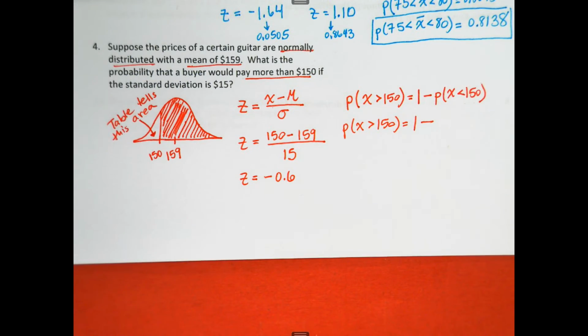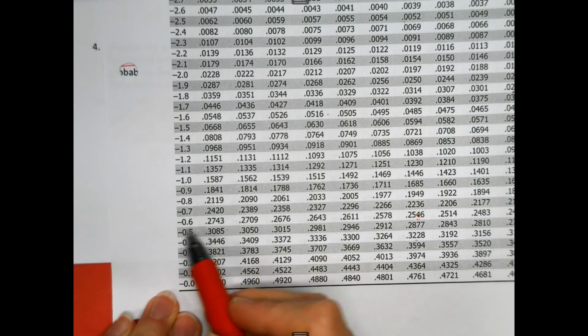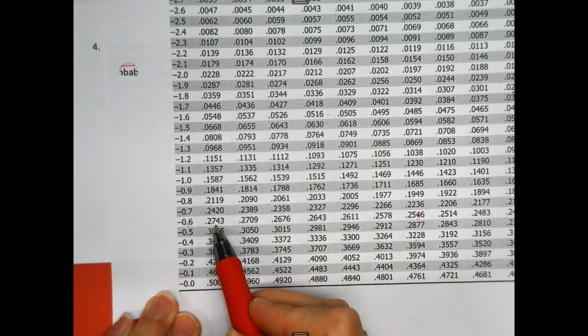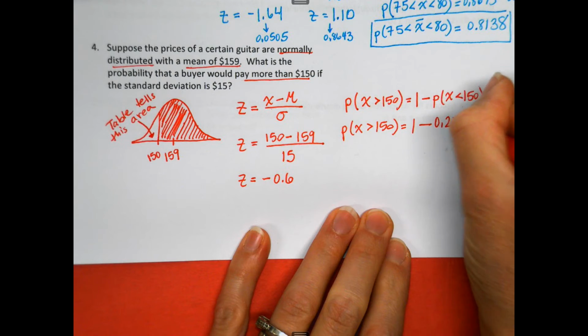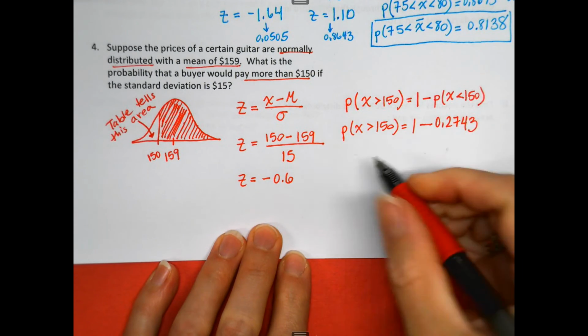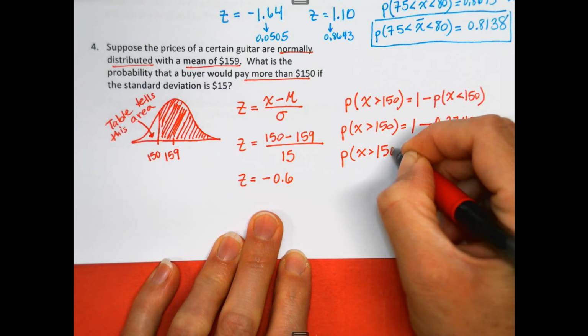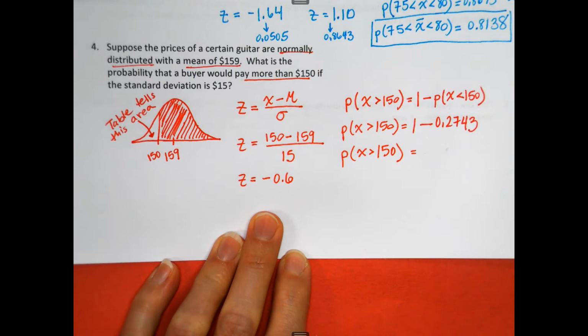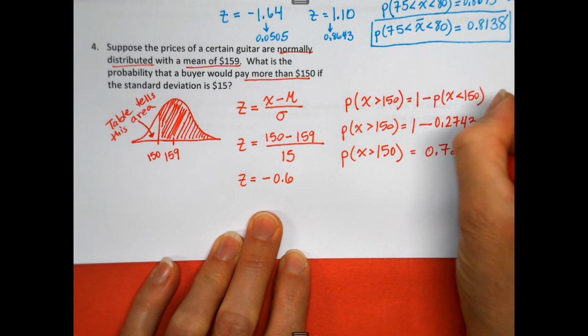We go to negative 0.6 on our probability table. Here is negative 0.60. It's 0.2743. And when we find that, we find out that the probability that x is greater than 150 is 0.7257.